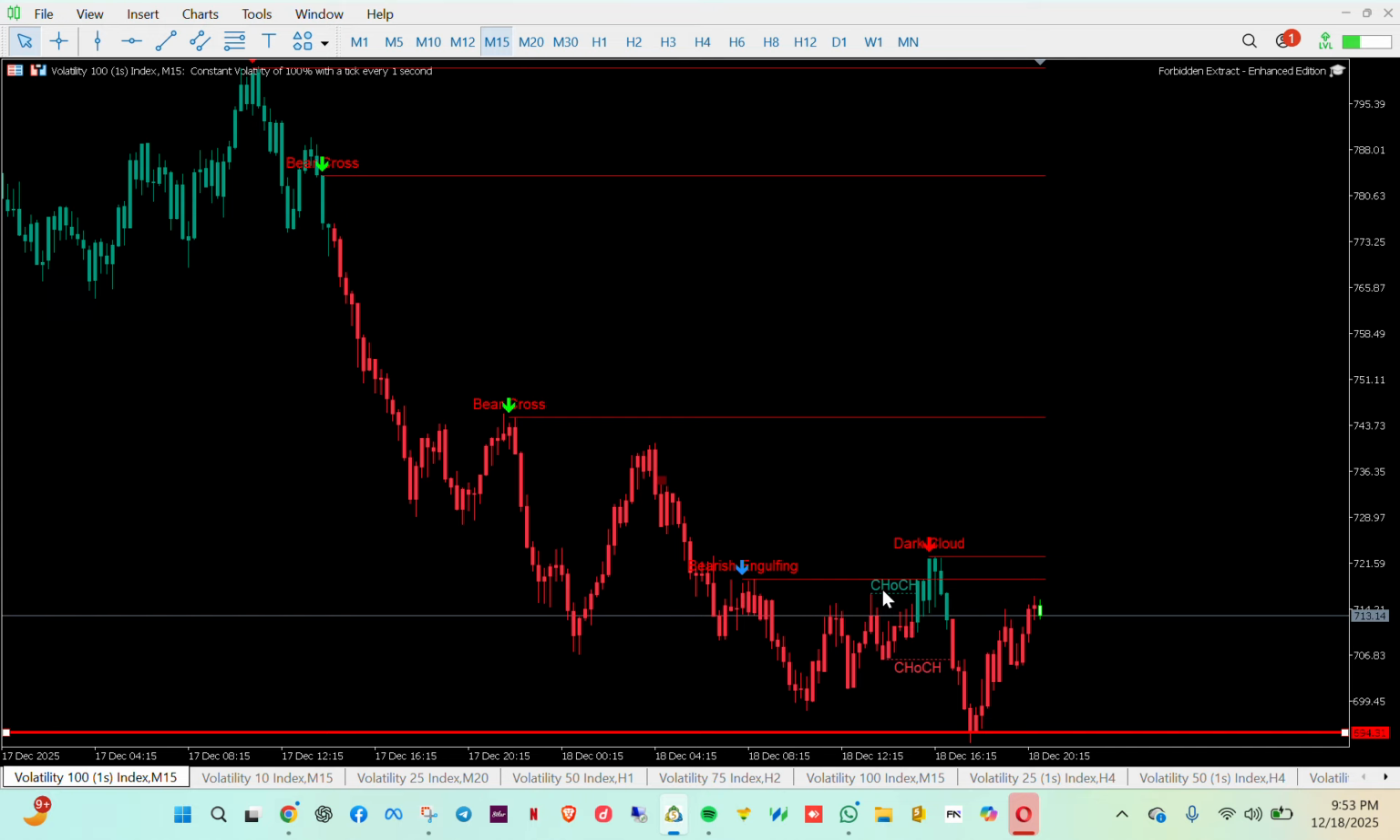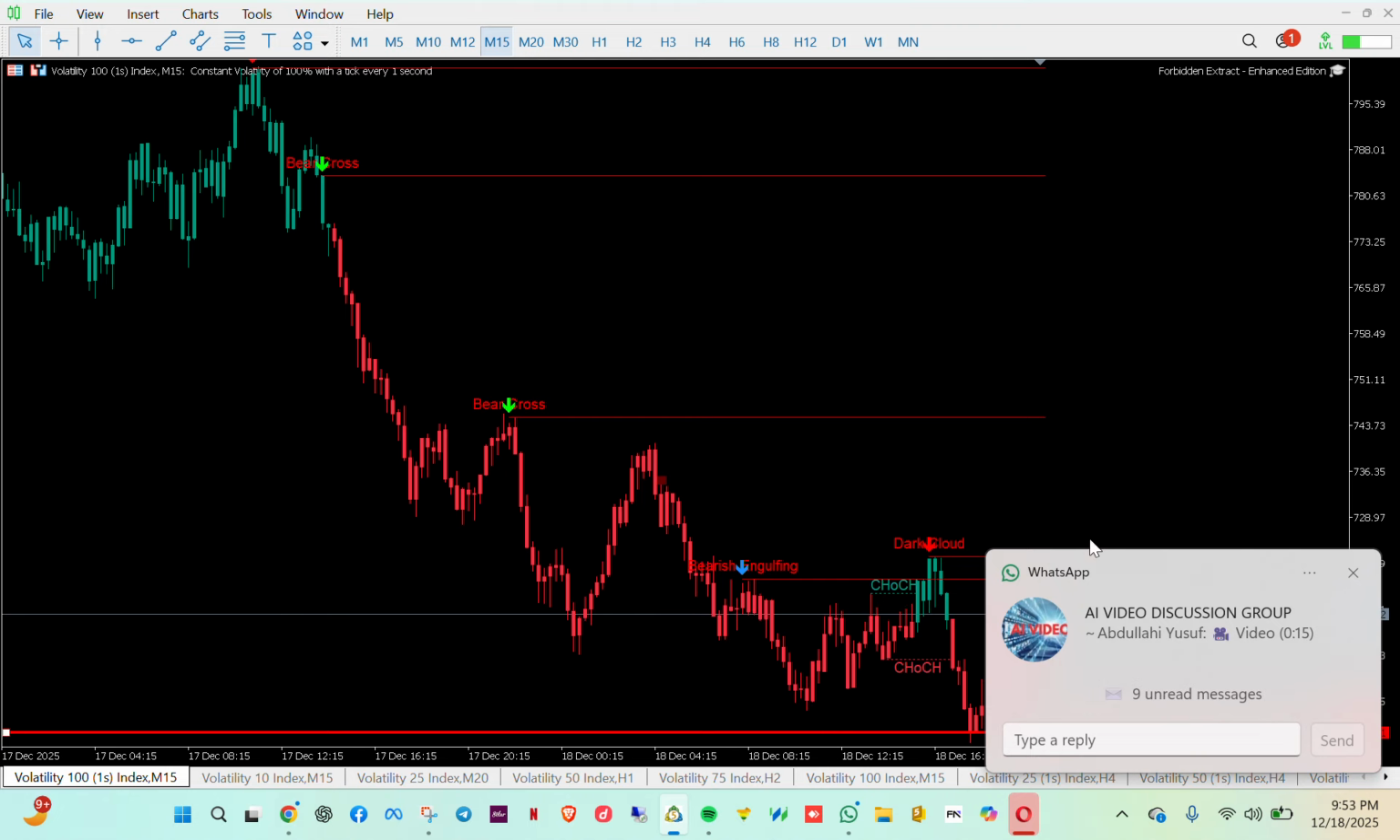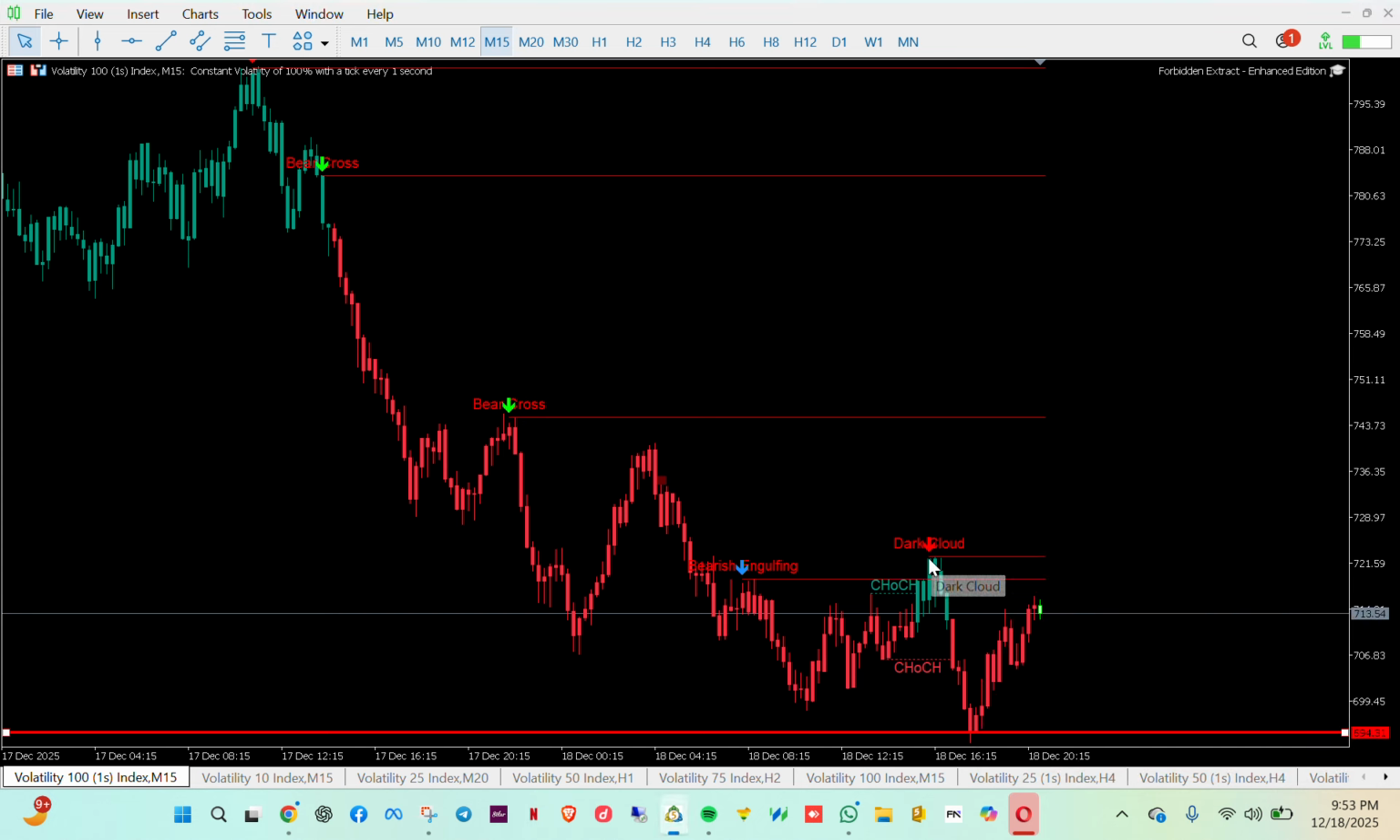You can see that when the market gives you a change of character here, which shows that this buy has finished, it did a double top here. Anytime you see a change of character, the market will definitely do a double top. A double top in the market simply means that a trend has finished.